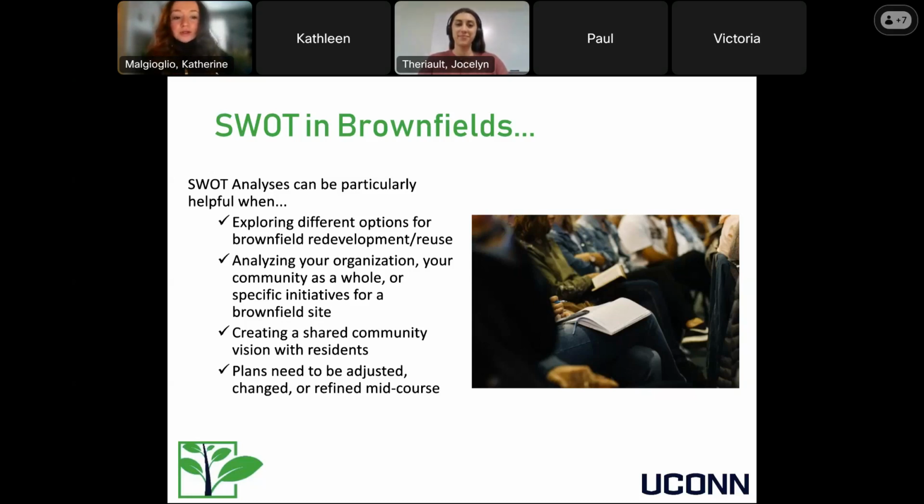Then earlier on in the process, a SWOT is a great tool to be used collaboratively for community visioning, community need, or goal setting. And then a SWOT can also be used in a pinch if for some reason your plans need to be adjusted, changed, modified, or refined at all.